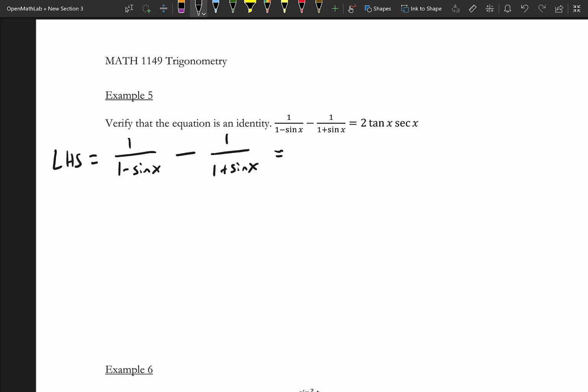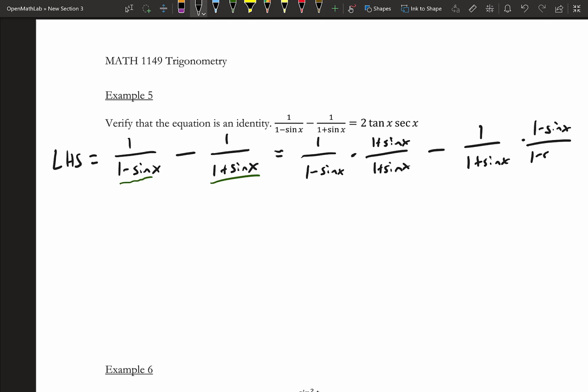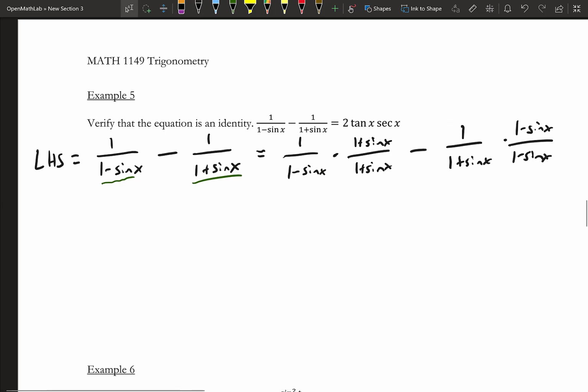Again, an easy way to get common denominators is just to multiply the two denominators together, right? So what we would have is 1 over 1 minus sine x times 1 plus sine x over 1 plus sine x. So we multiply the first fraction by the denominator of the second. Then we'd have minus 1 over 1 plus sine x, and then I can multiply this by 1 minus sine x over 1 minus sine x. We're just multiplying each fraction by 1, but getting a different denominator.